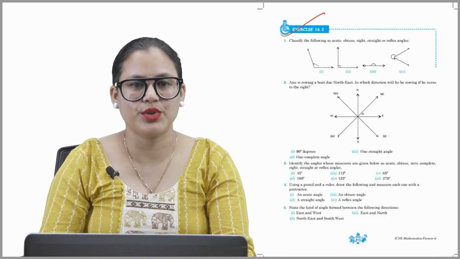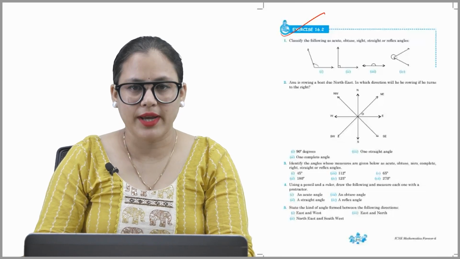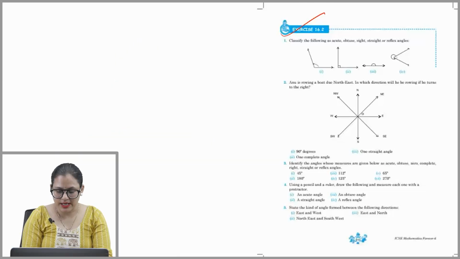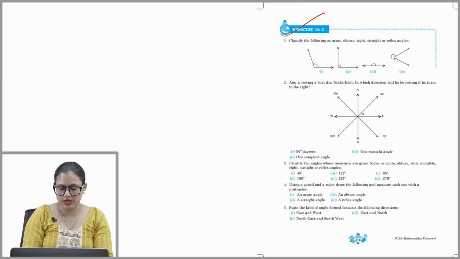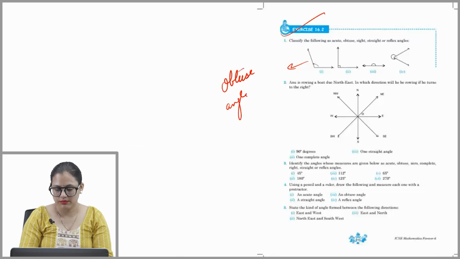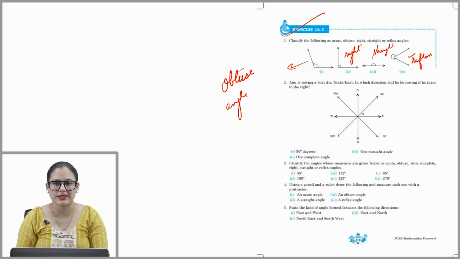Exercise 16.2. Classify the following as acute, obtuse, right, straight or a reflex angle. As you can see, this angle is greater than 90, so this is an obtuse angle. Number 2, this is a right angle. And this is what? Straight angle, right? And this is a reflex angle because it is greater than 180 but less than 360, right?